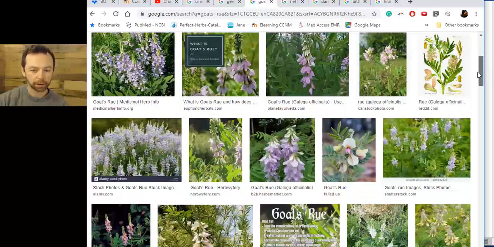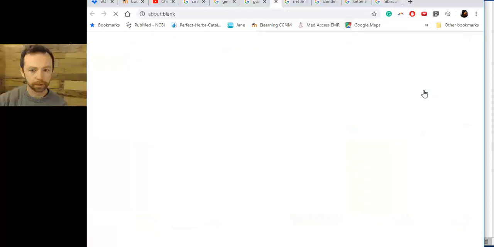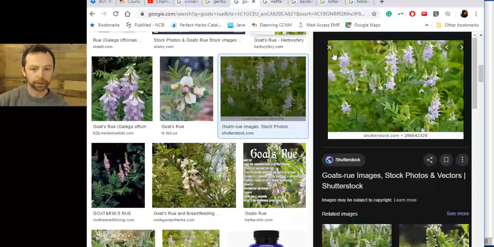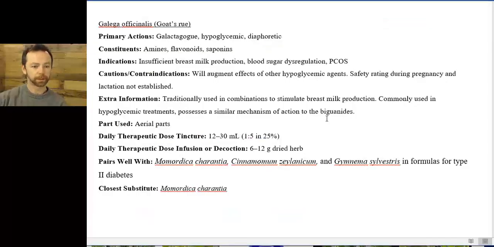So that's our Galiga officinalis, goat's rue. That's probably a good picture of it there. Let's take a look. Oh, I think we've gone too far. Let's get out of that. There it is. That's our goat's rue. Looks edible. I'd probably try eating it if I saw that in the wild. All right, let's come back over here. So that's our Galiga.